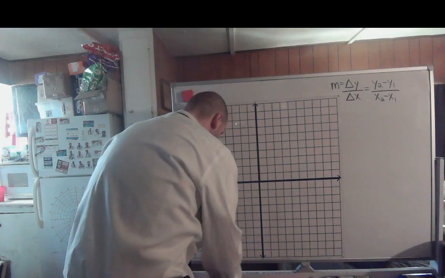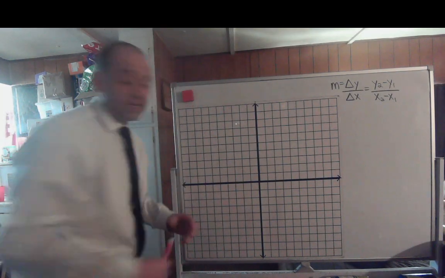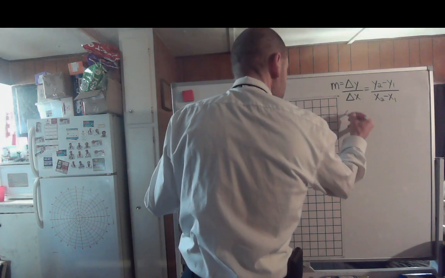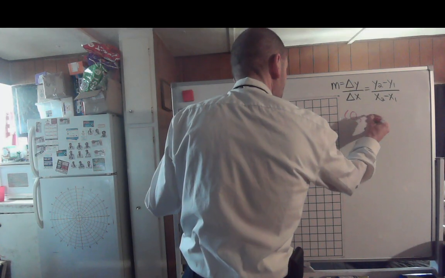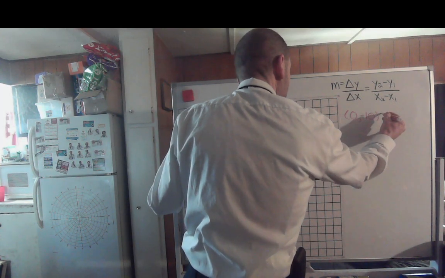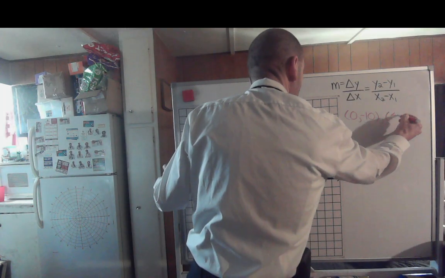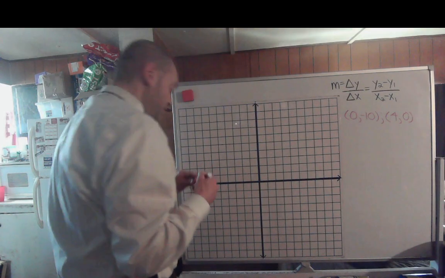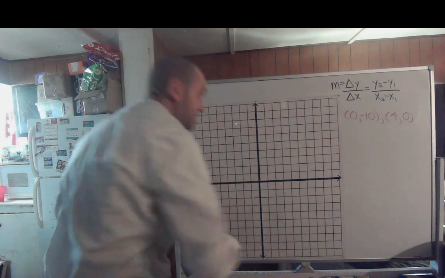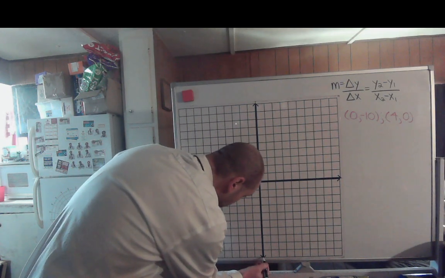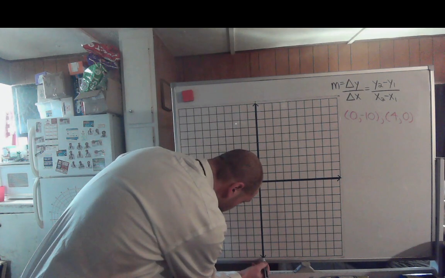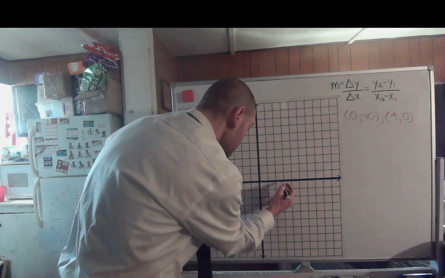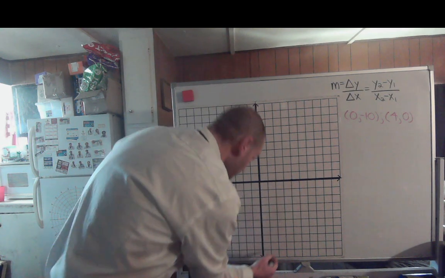So let's say we have a couple of points we want to find the slope between. We're being asked to find the slope between the points (0, -10) and (4, 0). Why don't I plot those points to show you about what we're looking at here. Here's (0, -10). Here's (4, 0).